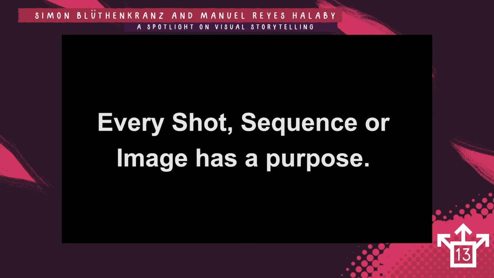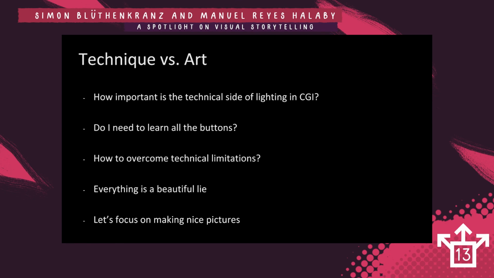All right, thank you, Simon. Well, we're working with CG lighting, which is what Simon has been talking about. And there are always issues with the technology and the art, and how one can be limiting to the other. And we can see a few issues, like, for example, how important is the technical side of lighting in CGI.